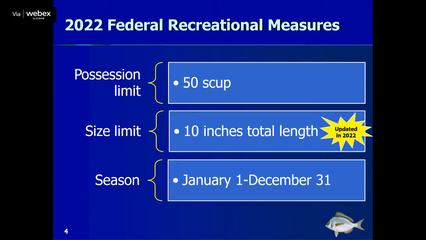So this slide is a quick reminder of the current recreational measures in federal waters. Currently, there is a 50 fish possession limit, a 10-inch total length size limit, and a season that's open year round. And as indicated by this yellow WHAM symbol, the minimum size limit does reflect a recent change implemented earlier this year, representing a 1-inch increase. So the size limit increased from 9 inches to 10 inches in federal waters.